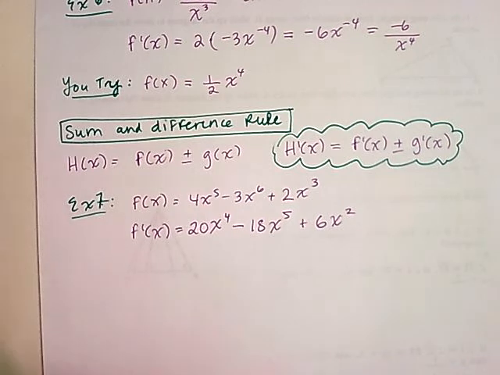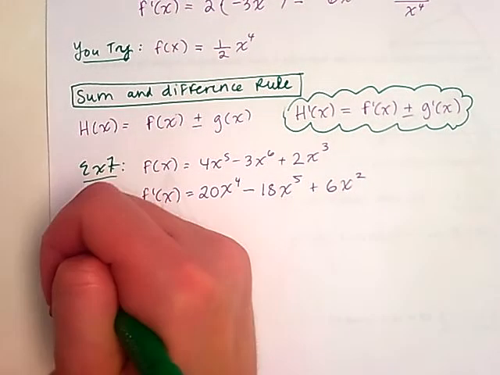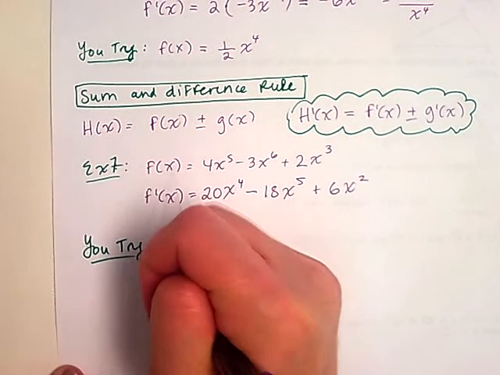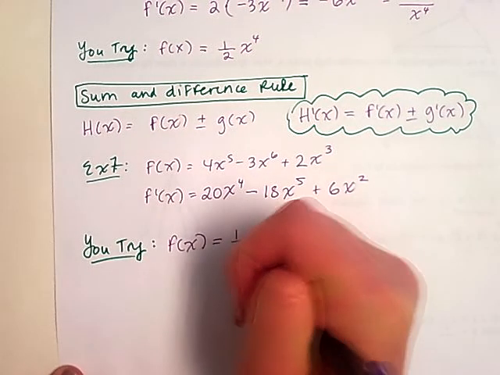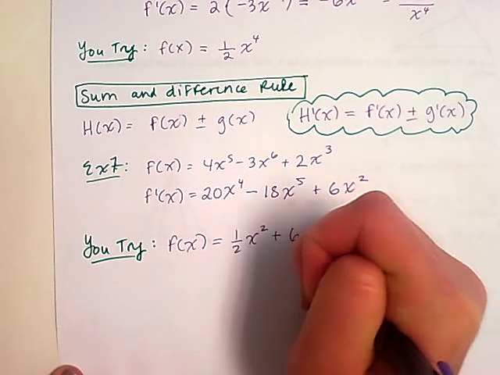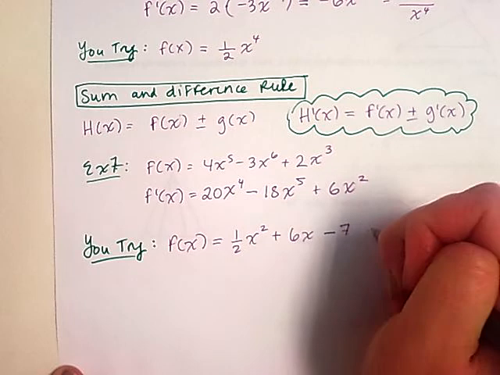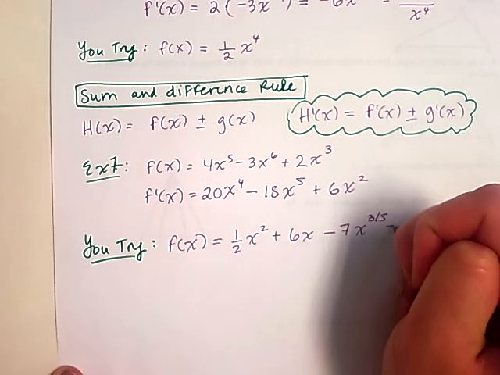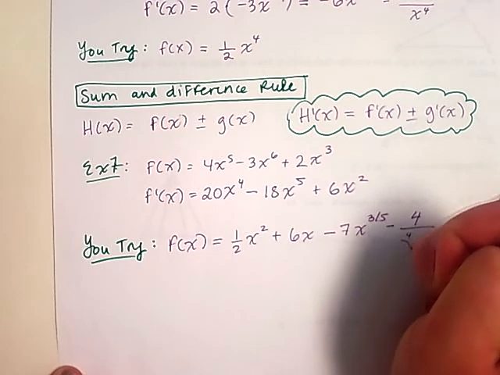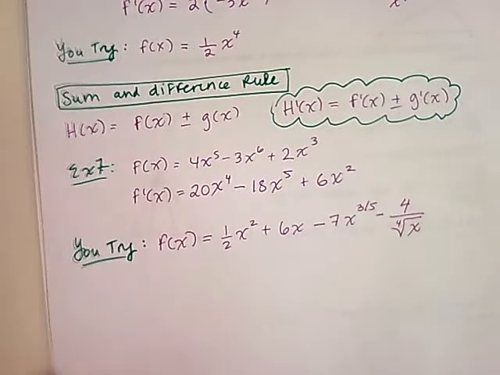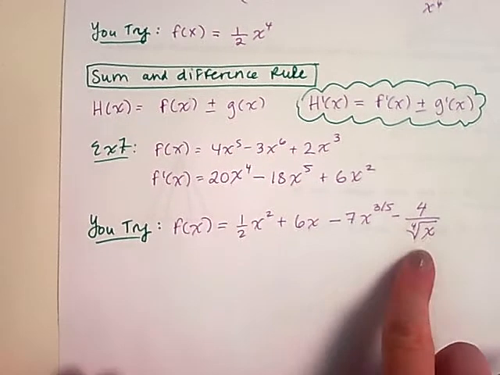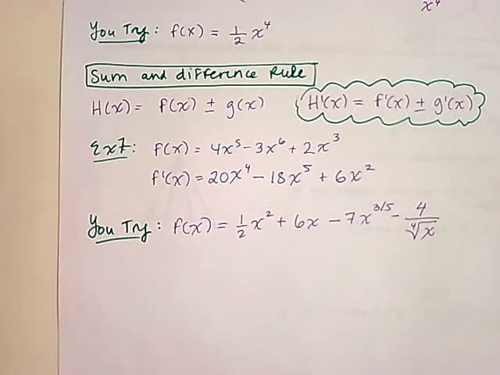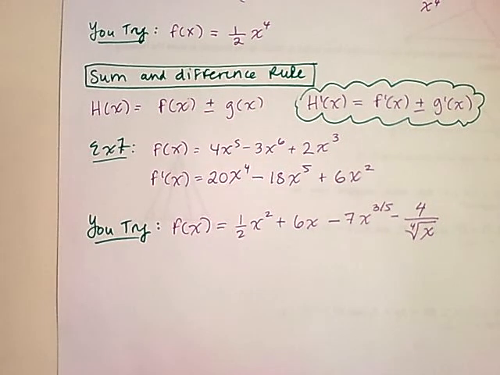Okay, and now I'm going to give you one more try-it problem to do. It is f of x equals 1/2 x squared plus 6x minus 7x to the 3 over 5 minus 4 over the 4th root of x. I know this looks a little bit long, but you can just treat each term separately and figure out the derivative of each term and then add or subtract them all together. And we'll definitely be practicing this next time we have class.